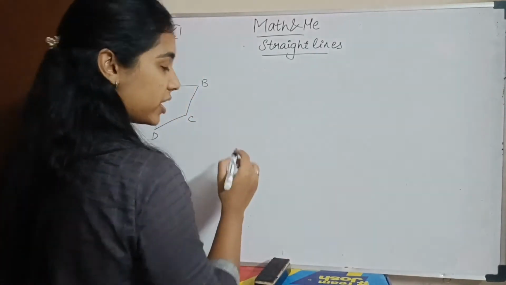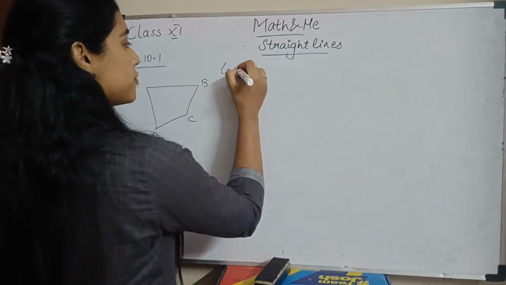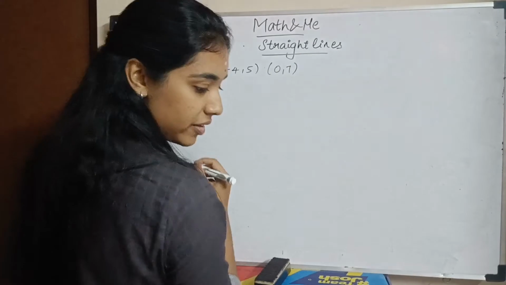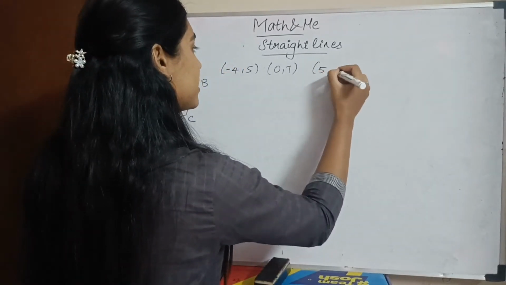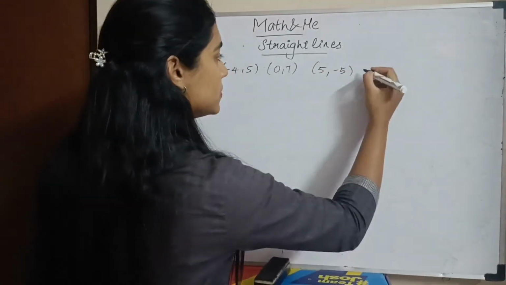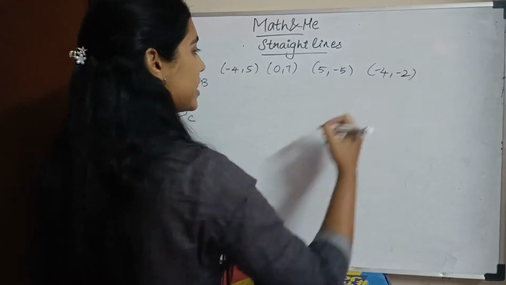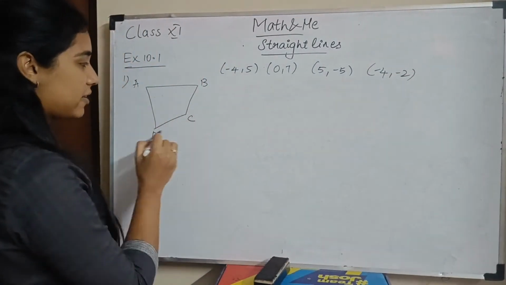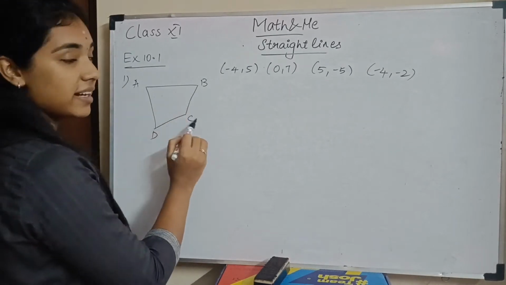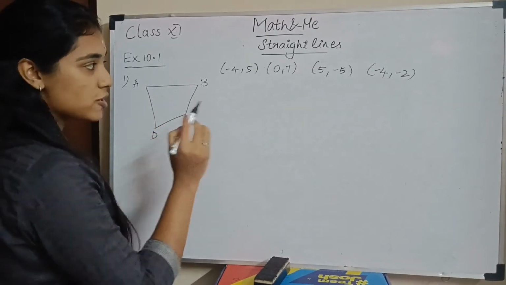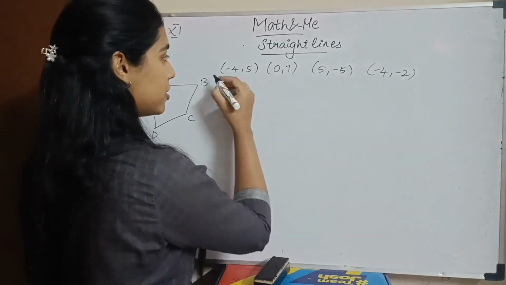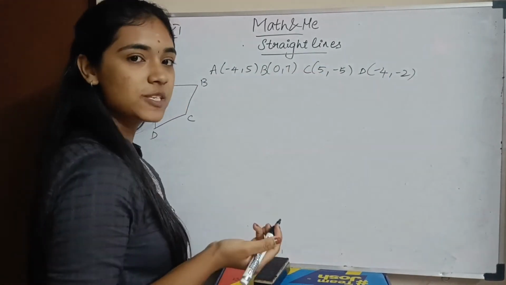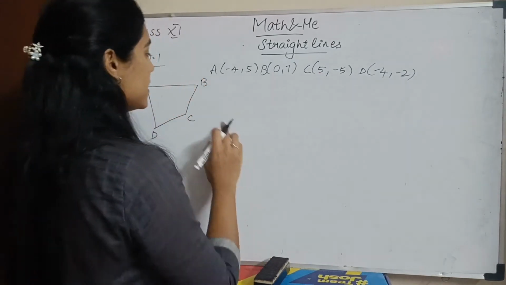So you have the coordinates -4, 5, 0, 7, 5, -5, -4, -2. It is always better to take the points of the quadrilateral in a cyclic format. Don't take A, B, C and D randomly. Let it always be cyclic, and also take the given points in the given order and mark them as A, B, C and D. It is always better to avoid confusion. Okay. So this is given.